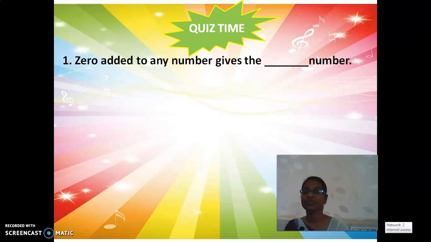Now see here, 0 added to any number gives the dash number. You have to fill in the answer. Think and answer this question. So 0 added to any number, what is that? When 0 is added to any number, it gives the dash number.